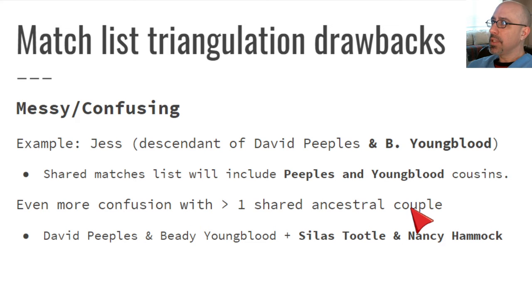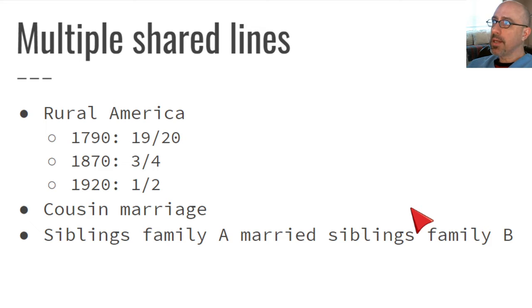And to add to the confusion in this case, not only are Jess and I descendants of David Peoples and Beatty Youngblood, but we are also descendants of an unrelated ancestral couple, Silas Tootle and Nancy Hammock. They're a little bit further back in time, so we expect to find fewer matches relevant to this connection, but we do have to be aware that we may be focused primarily on David Peoples because he's a brick wall, but we're going to get relatives of Beatty Youngblood, relatives of Silas Tootle, relatives of Nancy Hammock. All of that's going to be mixed together, and it can be difficult to sort things out at times.